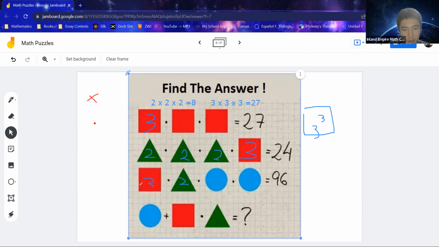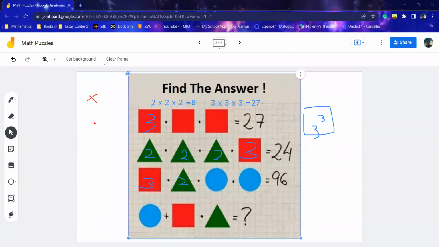All right, then. What is the circle? Lloyd says that the circle is equal to 8. Joyce, what do you think about that? Doing the math.